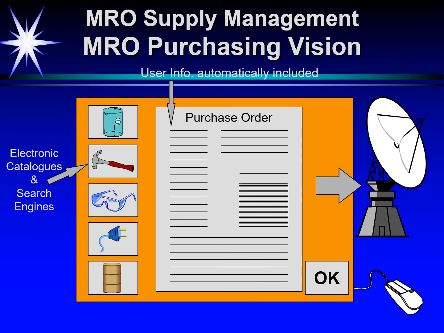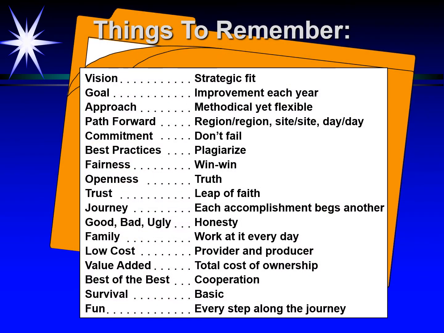All right, here is what we talked about generally. We wanted to go to electronic catalogs and search engines rather than the very paper-intensive purchase orders. Things you've got to remember when you do this about the supplier: Is it a strategic fit? Is it a win-win for you and the supplier? Is cooperation possible? It's a long journey, and you've got to make sure when you reach some hiccups that you resolve them.